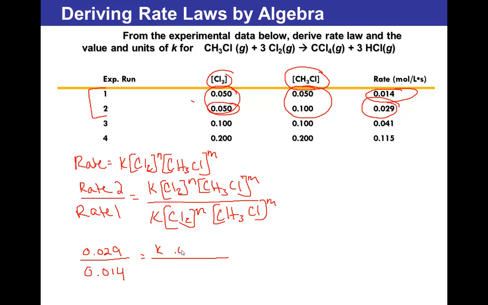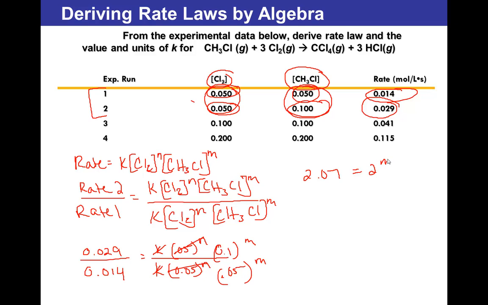For CH3Cl, 0.1. On the bottom we have K. Cl2 is once again 0.05. And then CH3Cl is 0.05. Notice that the Cl2s and the Ks can cancel out. That's then going to come out to be 2.07 is equal to 2 to the M power. To get the M down here, we have to take the log of both sides. And that drops that M down.